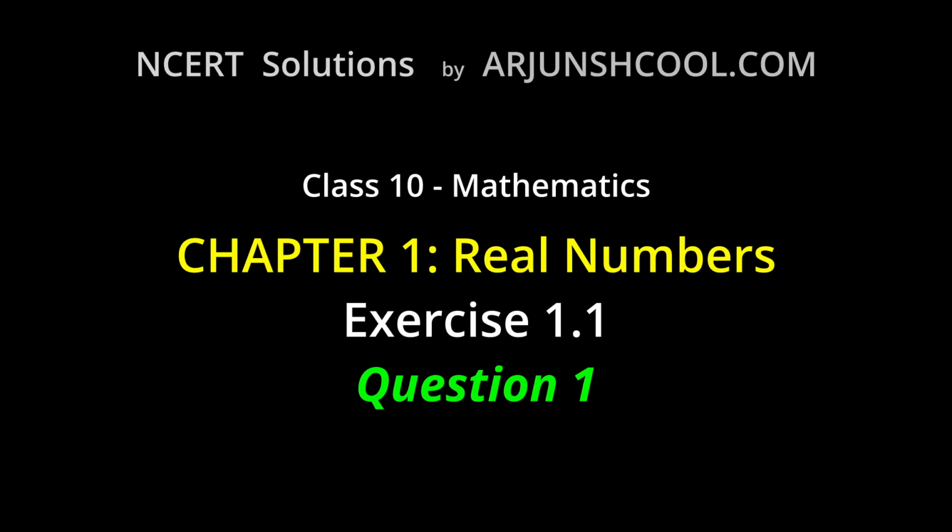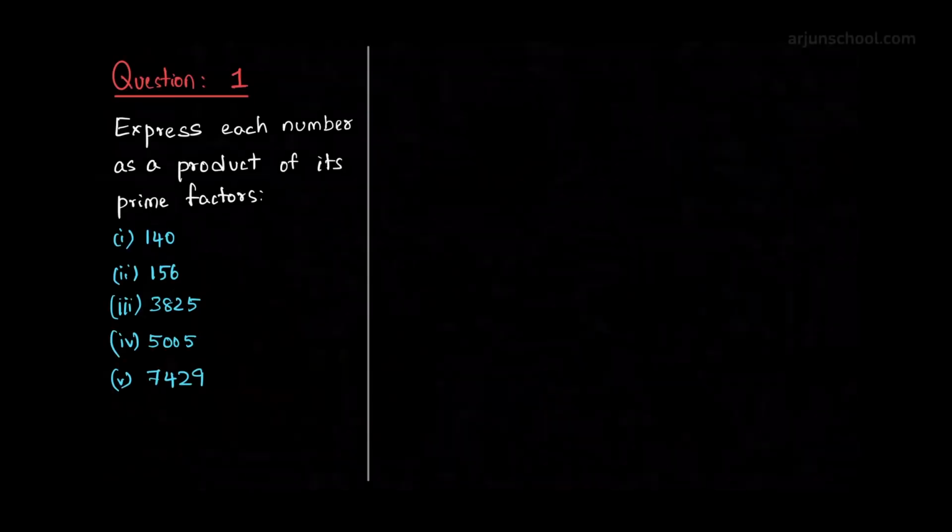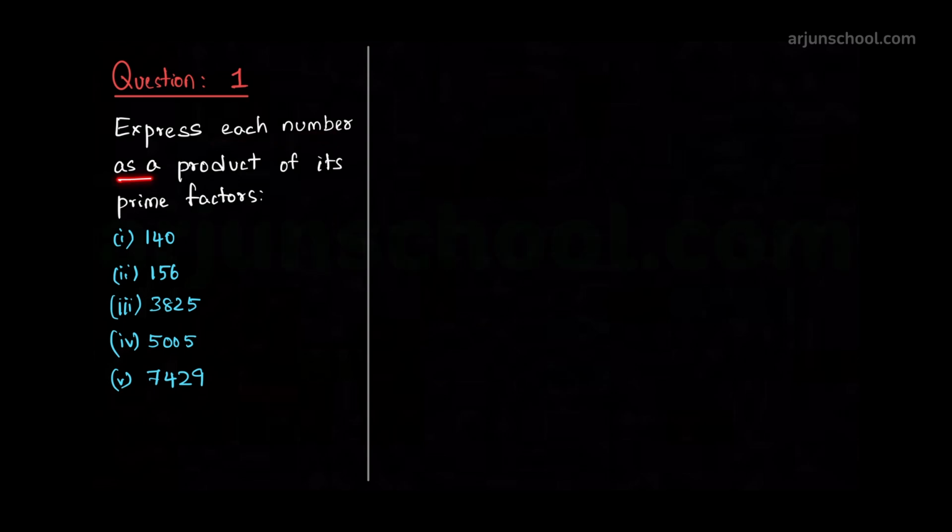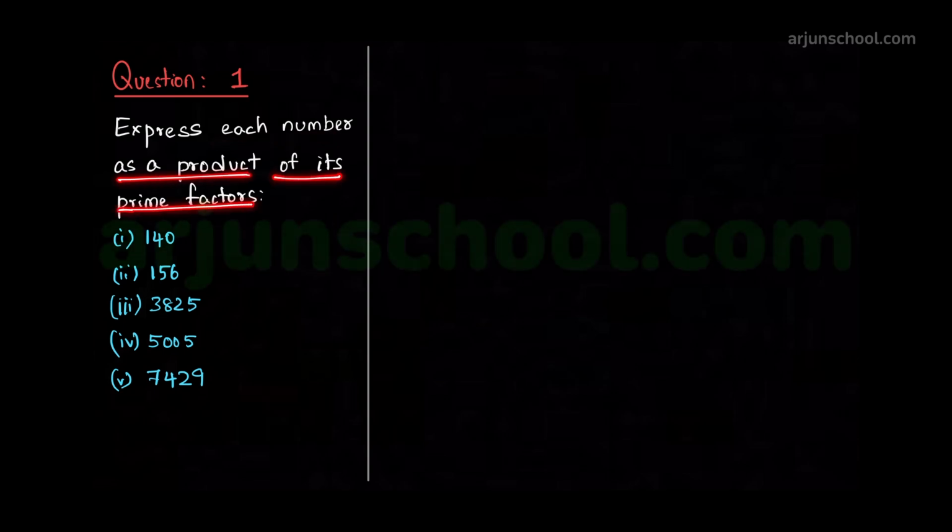NCERT Solutions, Class 10, Mathematics, Chapter 1, Exercise 1.1, Question 1. Express each number as a product of its prime factors: 140, 156, 3825, 5005 and 7429.